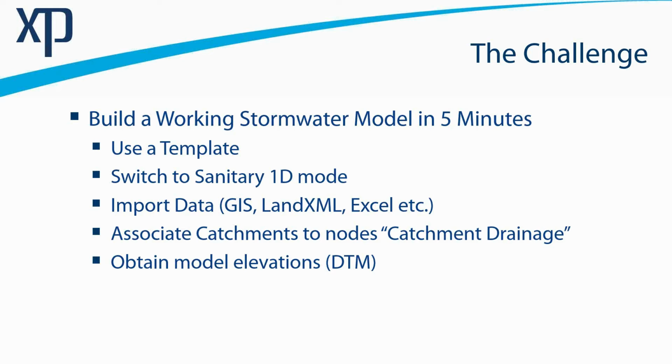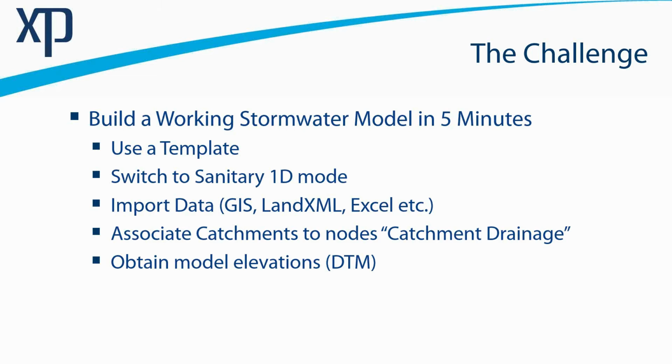We have a feature in the software, it's not new to 2017, but it is fairly recent. It's called catchment drainage, and I'm going to be able to use this tool to automatically assign a catchment to a downstream target node. And for some model data, because I'm going to have a digital terrain model in this challenge, I'm going to use it to populate data. For example, the ground elevations of every node in the model could be derived by their location on the digital terrain model.